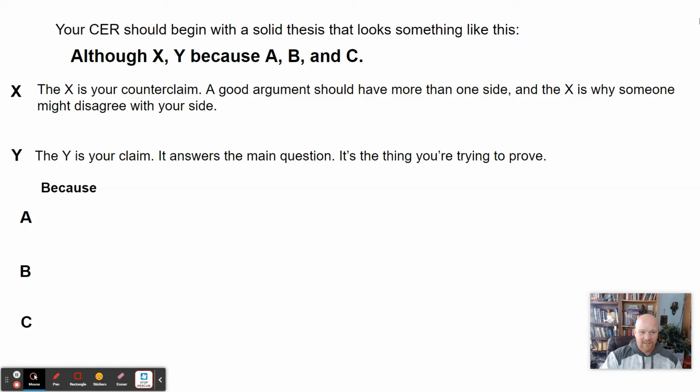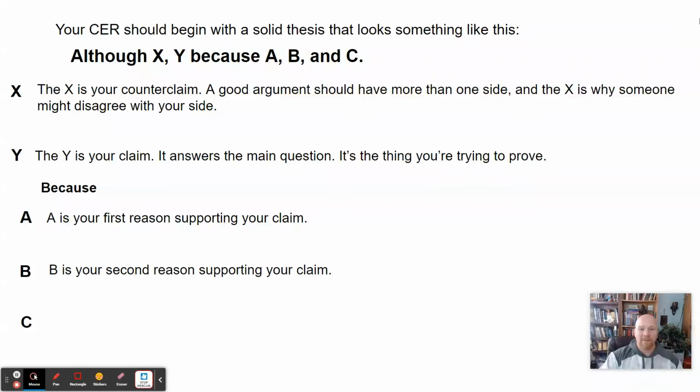these 3 reasons. So a thesis is an although X, a counterclaim, and then a claim because A is my first reason supporting my claim, B is my second reason supporting my claim, C is my third reason supporting my claim. If you want a little more detail about how to construct a thesis, check out my video posted in an earlier hyperdoc on how to write a simple thesis. And that's just like this without the counterclaim.